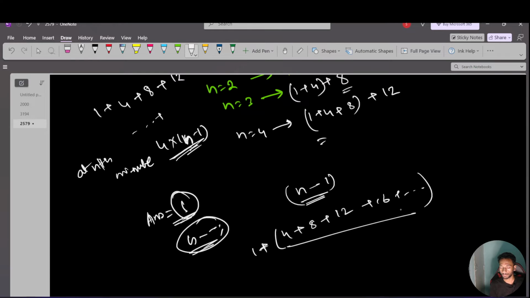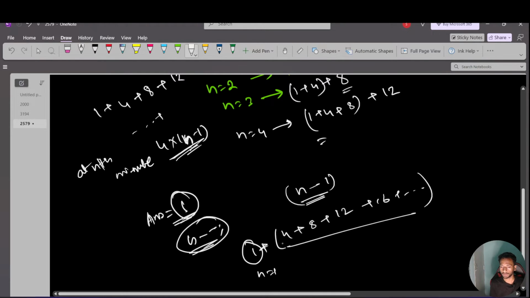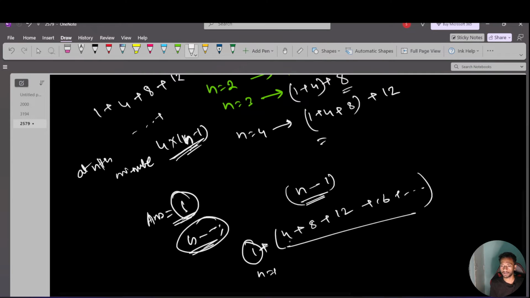Total number of colored cells: 1 for the first minute, and for the remaining minutes from 2 onwards, the number of cells added at any minute will be 4, then 8, then 12, then 16, in this way.